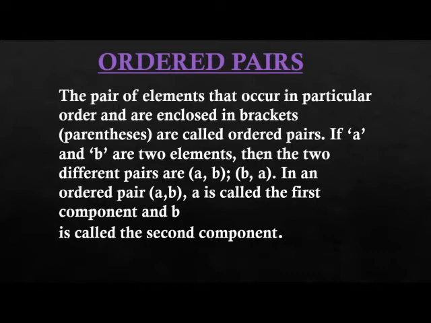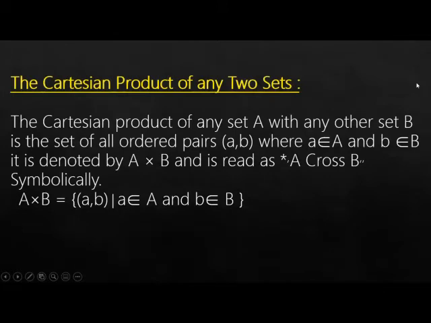So whenever we have two sets, for example, there is a set A which has an element 3 and there is a set B which has an element 4. If we write 3 and 4 in round brackets or parentheses, that would be called an ordered pair. That ordered pair makes up the Cartesian product.